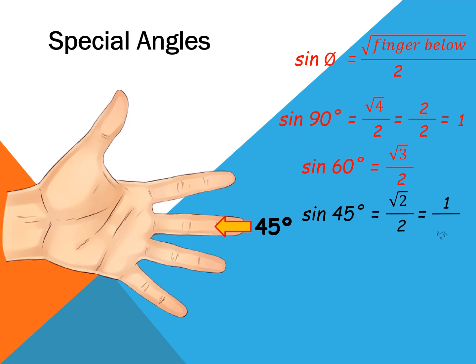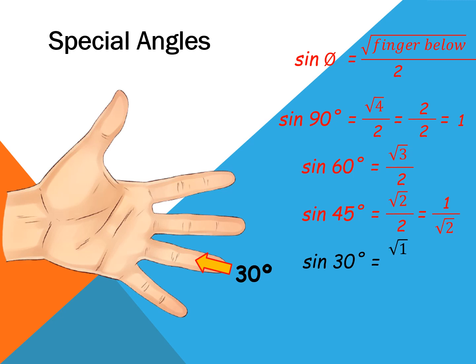Or to simplify, it is equal to 1 over square root of 2. How do we get that? We will multiply the expression by square root of 2 over square root of 2. The answer will become square root of 2 over 2, and 2 over 2 is equal to 1. Therefore, the final ratio is equal to 1 over square root of 2. Now let's go to 30 degrees. Sine 30 degrees is equal to square root of 1 over 2. And square root of 1 is equal to 1, so it is 1 over 2, or simply sine 30 degrees is equal to 1/2.